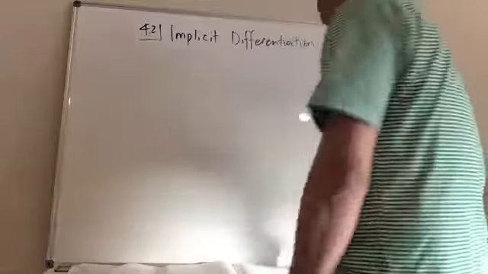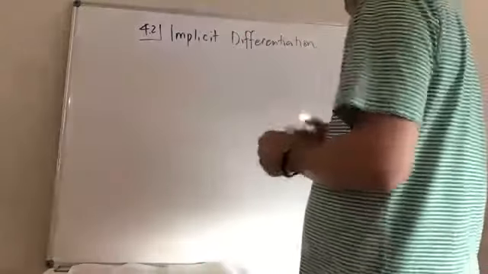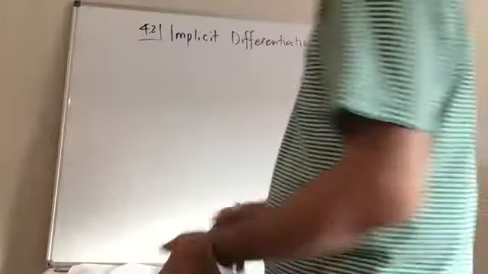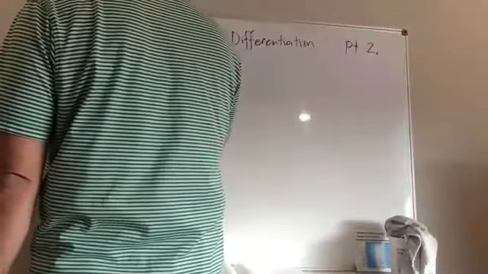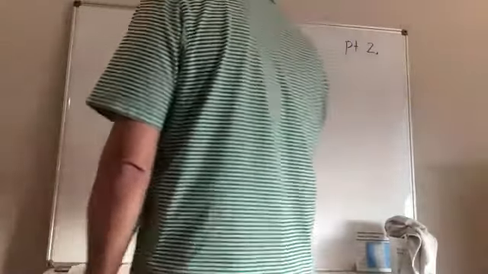Let's go to example number 7. Now this is quite interesting. If you understand example number 7, you're good to go with implicit differentiation. This is pretty complicated, not necessarily complicated, but sometimes it can be confusing. Example number 7, there are 3 separate examples here.